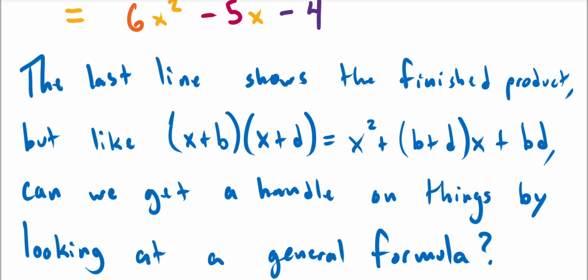Let's try to come up with some kind of general formula by looking at things the way we did last time, looking at a general factored version and seeing what the terms look like. This is what gave us our strategy before. Maybe it'll work this time.